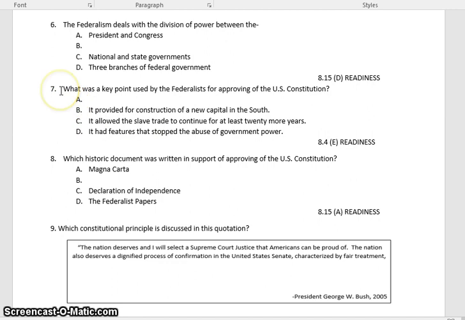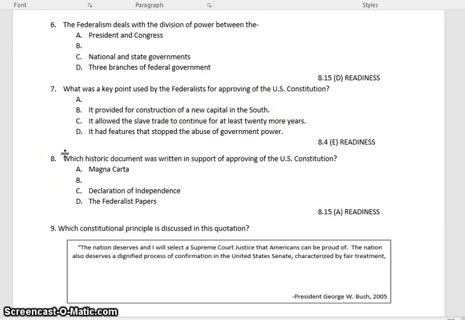Number 7. What was the key point used by the Federalists for approving the U.S. Constitution? So what was their point? B, it provided for construction of a new capital in the South. C, it allowed the slave trade to continue for at least 20 more years. Or D, it had features that stopped the abuse of government power. Why were the Federalists for approving the U.S. Constitution? Which of these 3 reasons was why they wanted the Constitution?